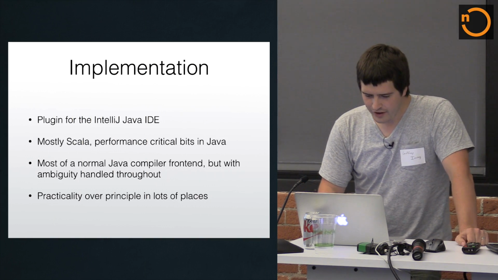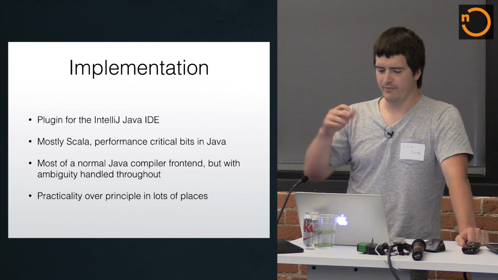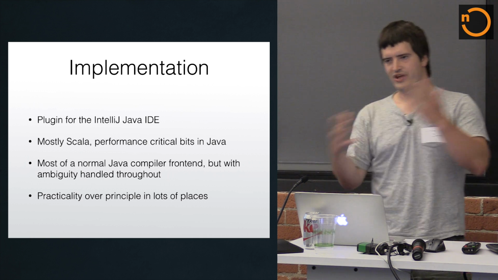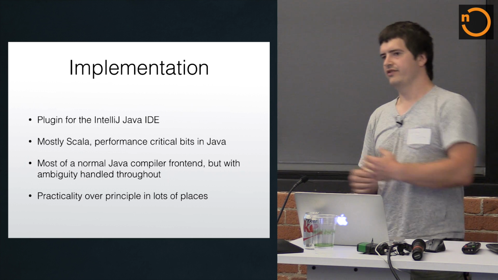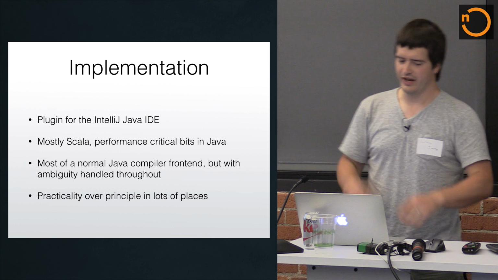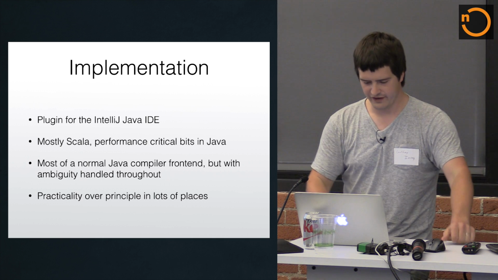So this is how it works, to follow up on your hypotheses. We're plugging for IntelliJ. It's about half and half Scala and Java, which really means that all of the logic is in Scala and all of the boilerplate is in Java. The implementation is most of a normal Java compiler. This is the front end part, but unlike a normal Java compiler, every piece of the compiler can say, well, it could be this or it could be this. This is more likely. Someone else decide, and that ambiguity will filter through the rest of the compiler and figure itself out.